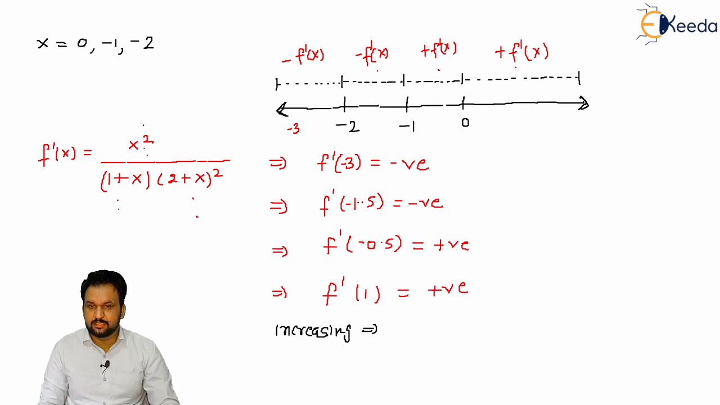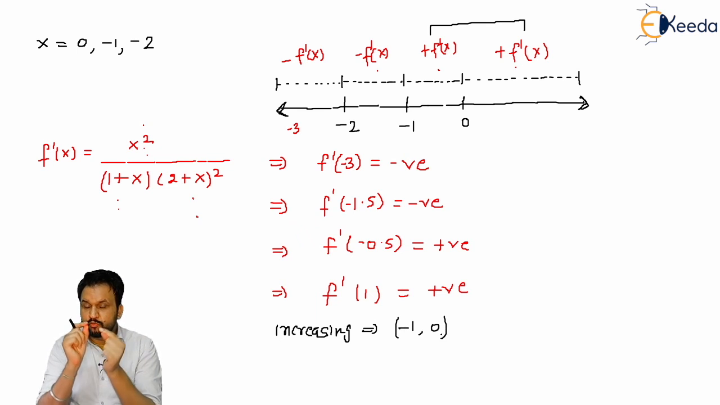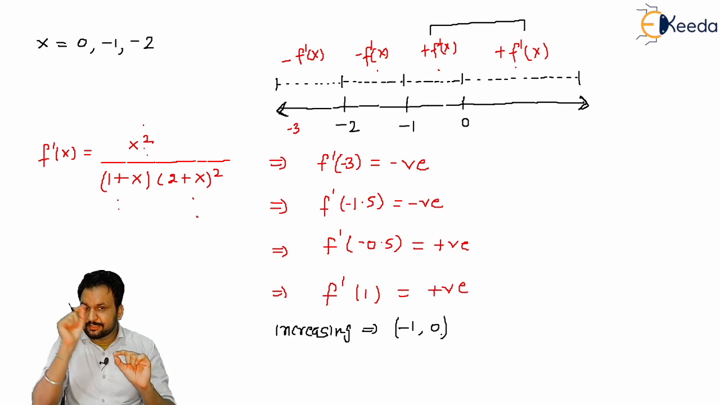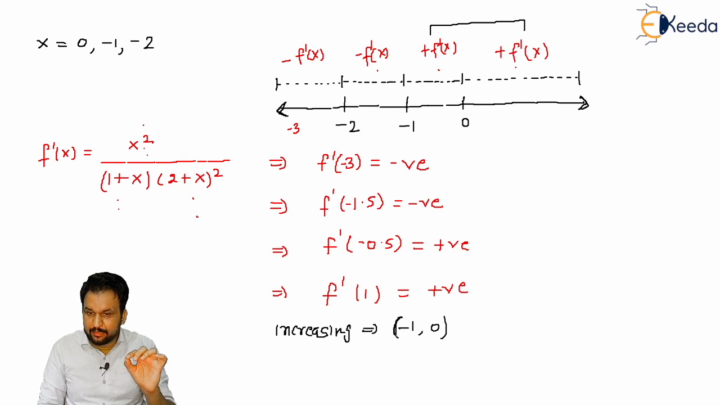I'm talking about increasing. Let's see where the values are positive. We start from minus 1, so minus 1 to 0. And one point more, you cannot involve minus 1 and 0. Okay, minus 1 and 0 are the turning points. You cannot involve these 2 points, so always use an open bracket. The open bracket shows that 0 is not involved and minus 1 is also not involved. After 0 it again starts increasing. So minus 1 to 0 union 0 to infinity. This complete interval gives you the increasing function.